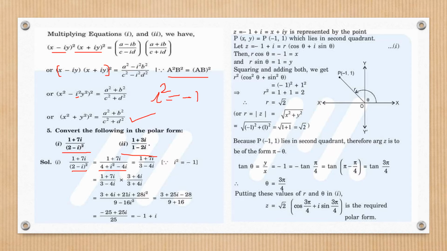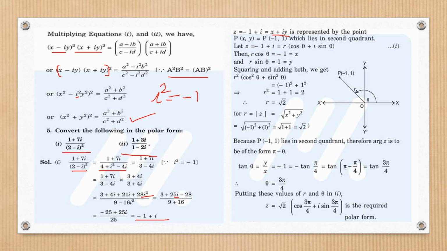Then I need to rationalize it by dividing and multiplying by 3 + 4i. After this, i² is -1, and I'll collect all the real terms and the imaginary terms. So it becomes (-25 + 25i)/25, and we get -1 + i. Now it is the form we have achieved from where we can change to polar form. So for changing to polar form, z = -1 + i = x + iy.